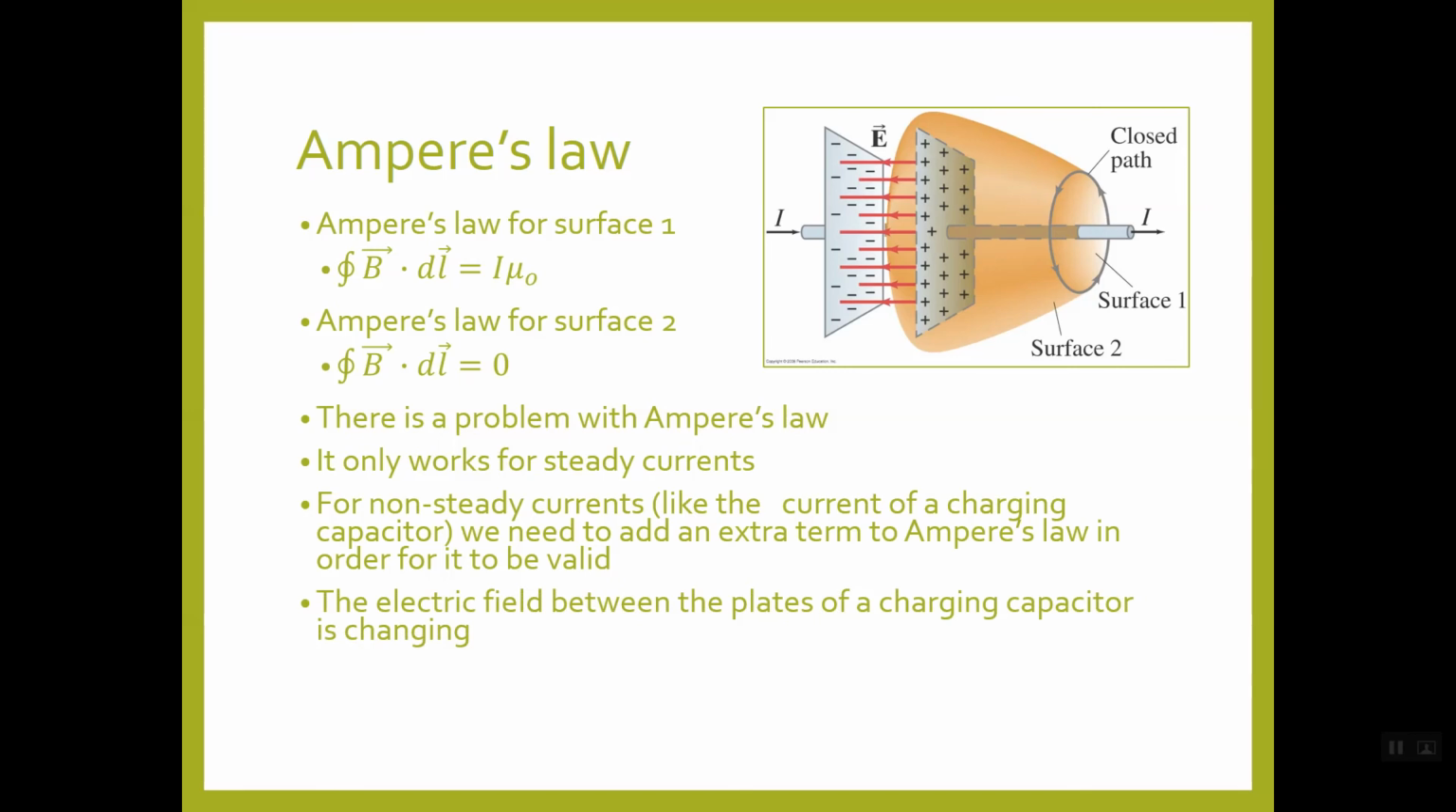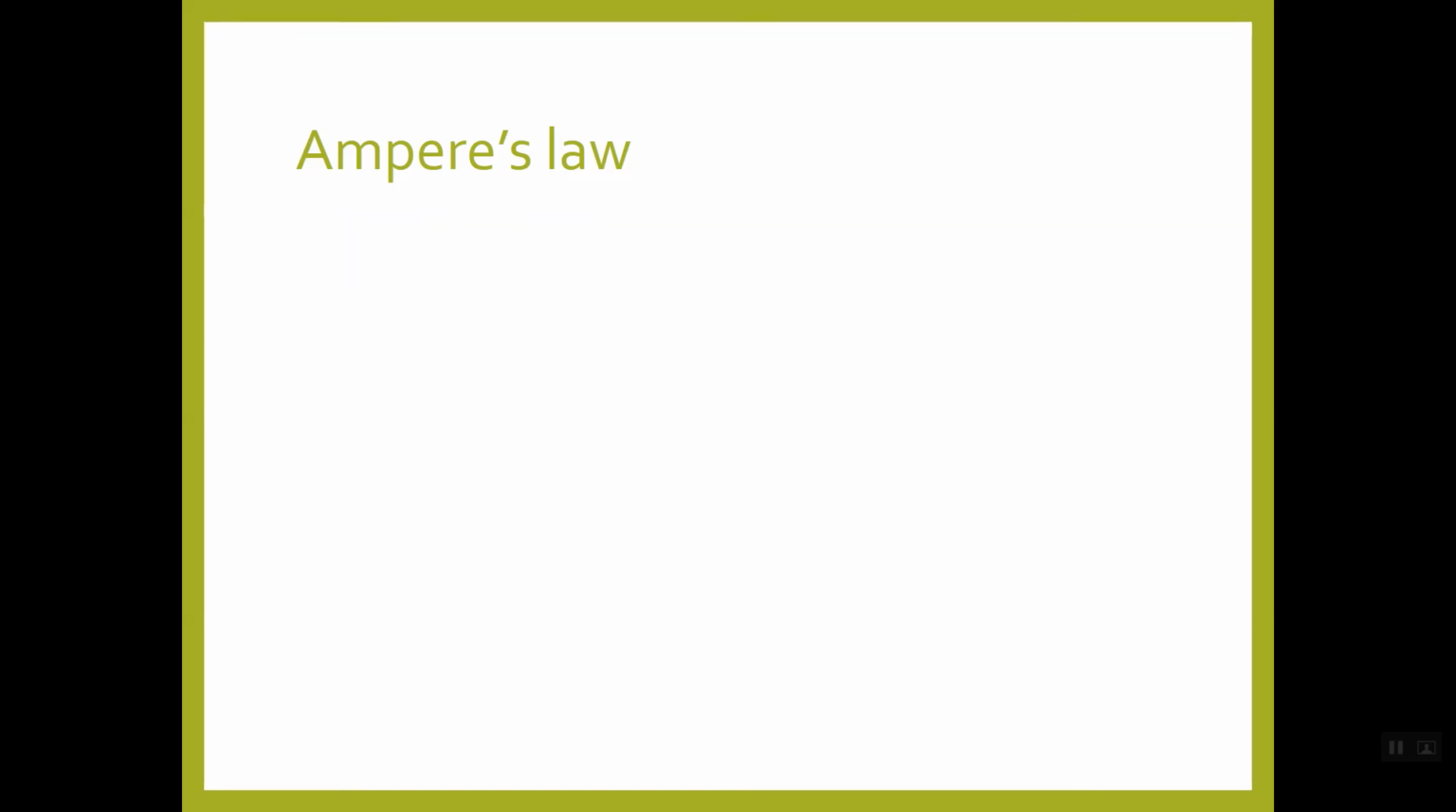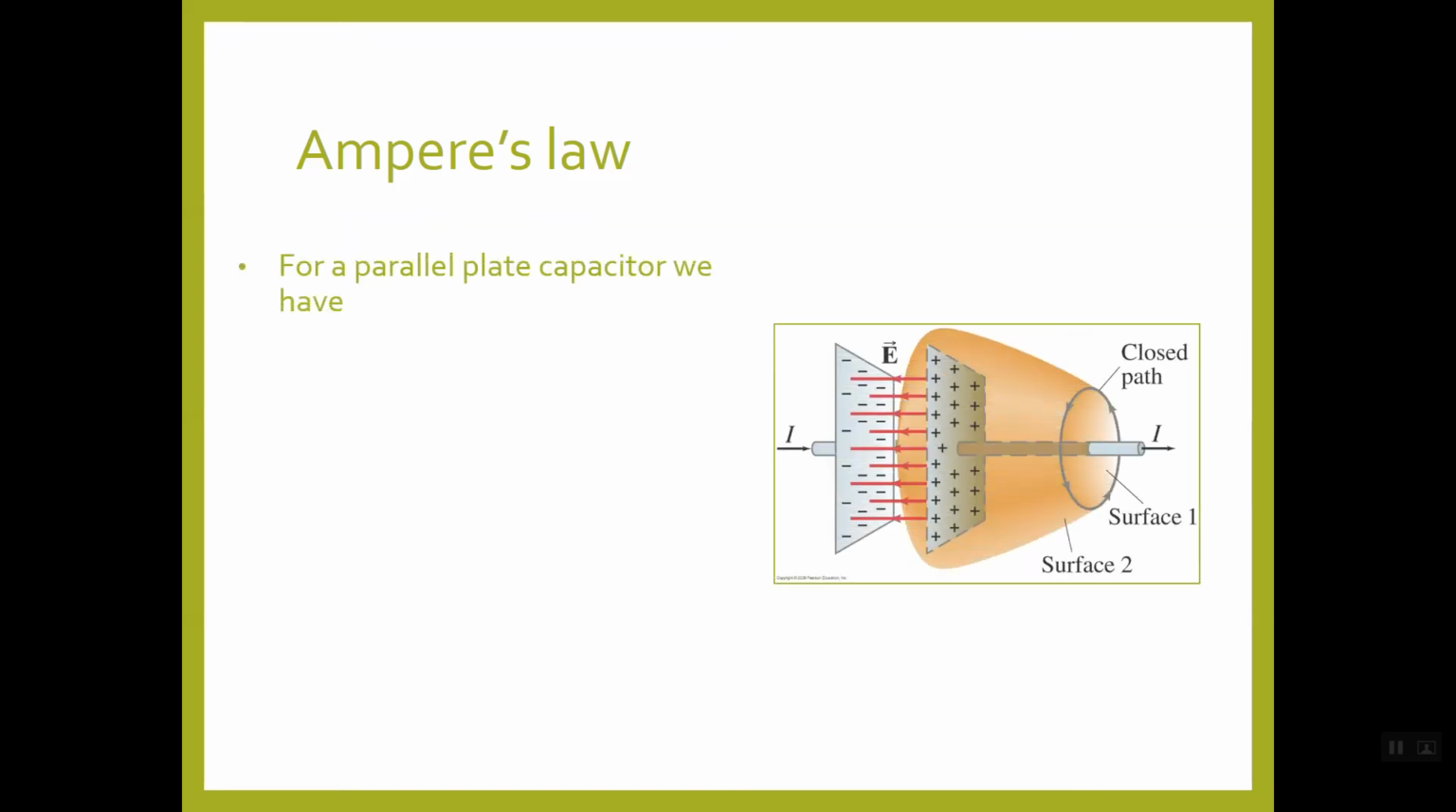The electric field between the plates of a charging capacitor is changing. So for the second surface, where we're between the plates of the parallel plate capacitor, what we're going to have to do is find an extra term in Ampere's law that expresses the fact that a changing electric field also produces a magnetic field. So we'll start by looking at our parallel plate capacitor.